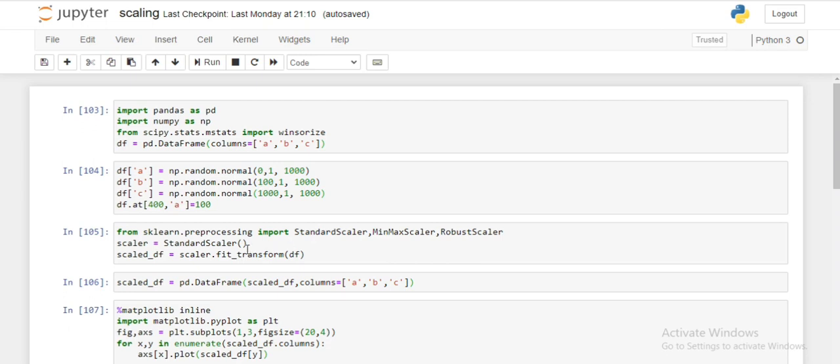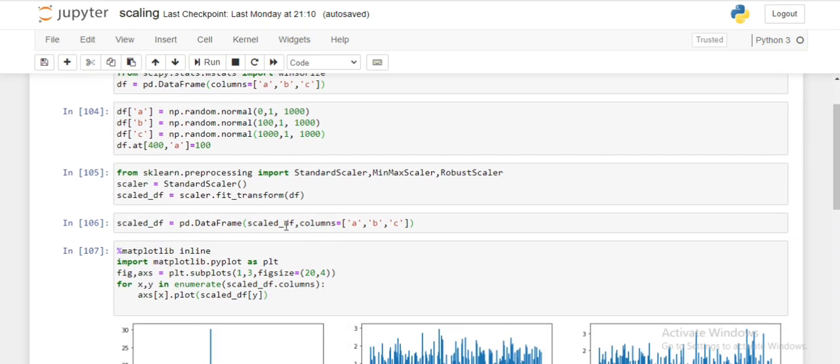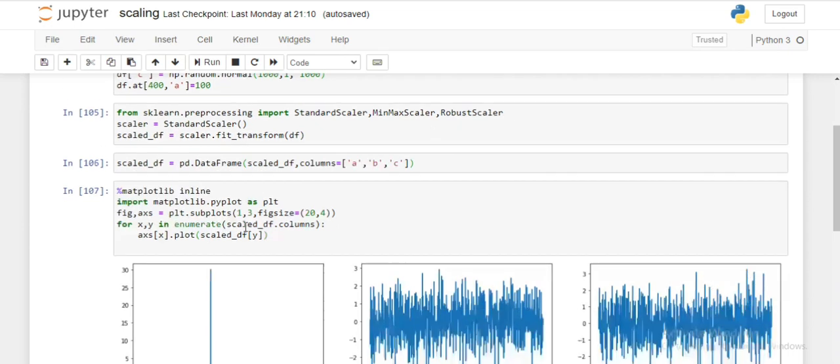Now, using the sklearn preprocessing package, we have imported a standard scaler, and we have fit transformed the whole data frame by passing it to the standard scaler. All these functions work on the columns separately and not combined, so don't get confused with that. Once we have the output, the scaled_df that we get is a numpy array, so we need to convert this back into a data frame.